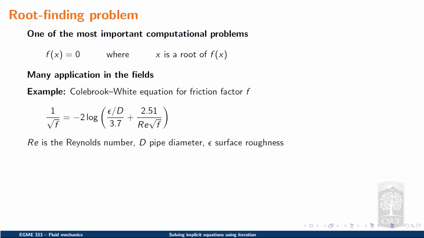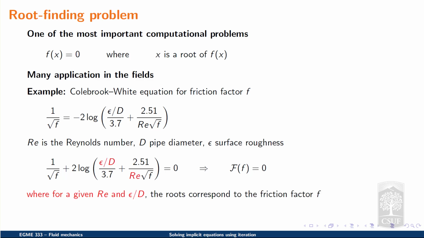As it's written, the Colebrook-White equation is an implicit function, meaning that we cannot directly solve for the variable f, the friction factor. If we rearrange the equation in this manner, then we can envision the Colebrook-White equation to essentially be a root-solving problem, where for a given Reynolds number and relative surface roughness, which is the ratio between the surface roughness epsilon and the pipe diameter capital D, the roots of the function capital F will correspond to the friction factor little f. So the question then becomes, how can we solve for the roots of a given equation?